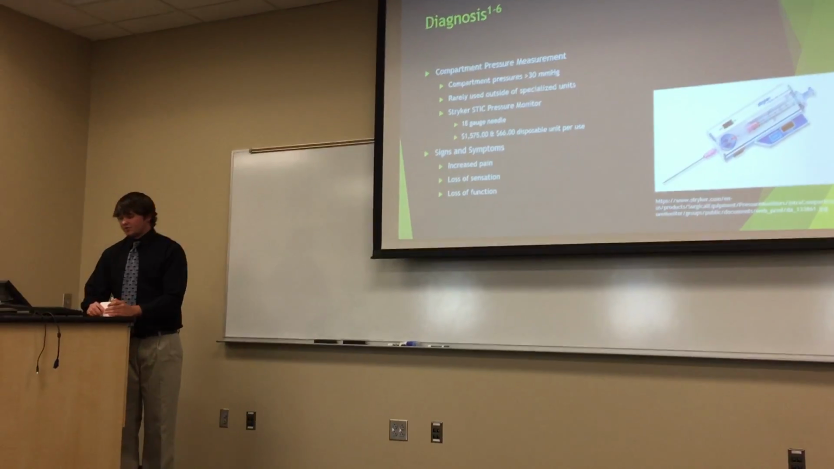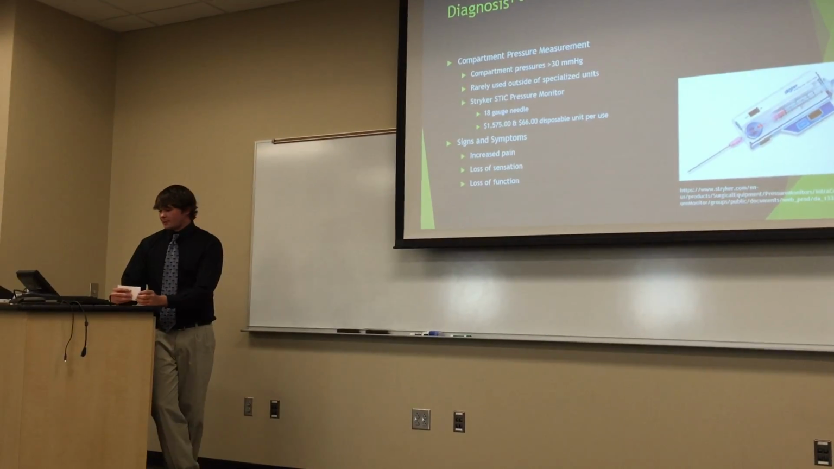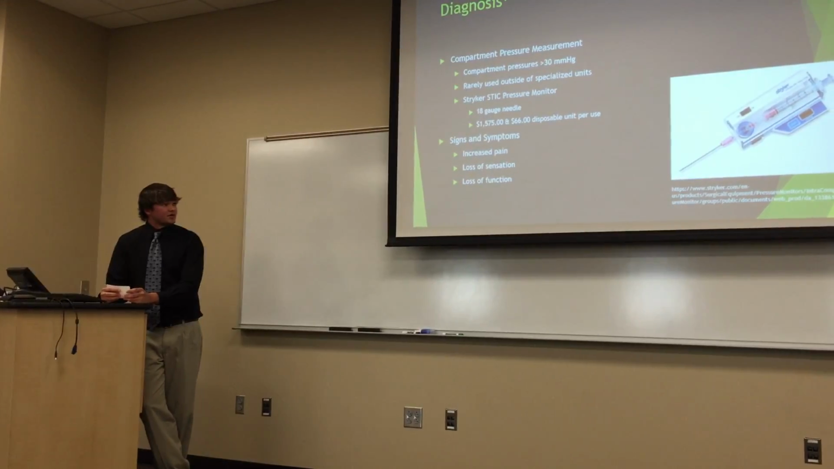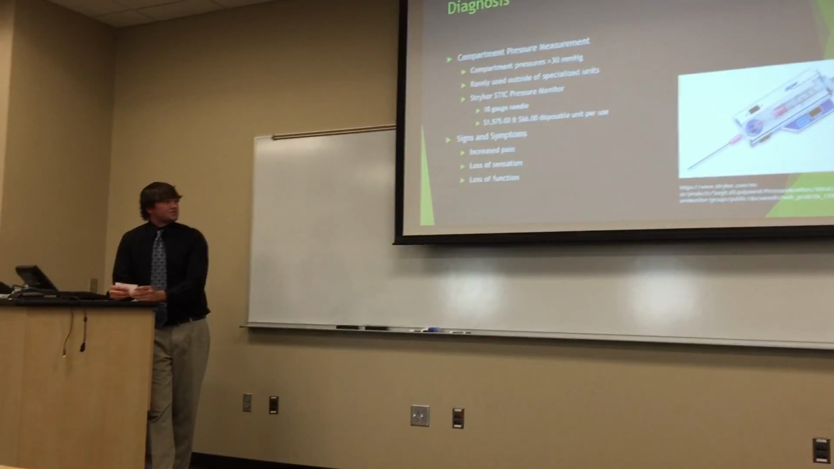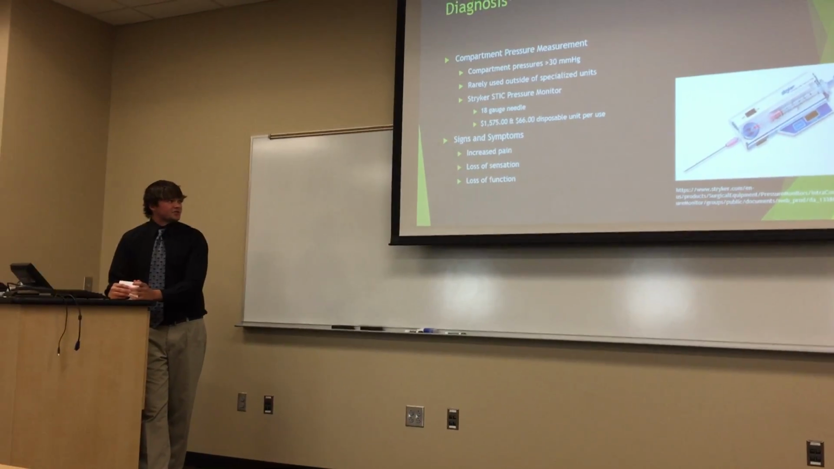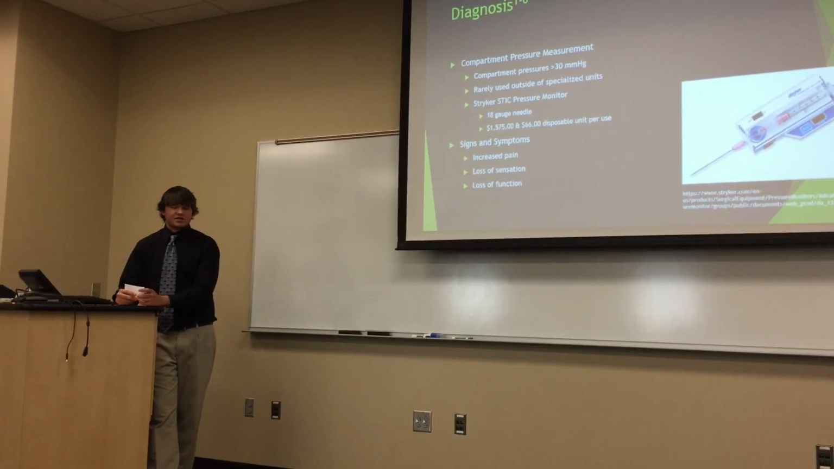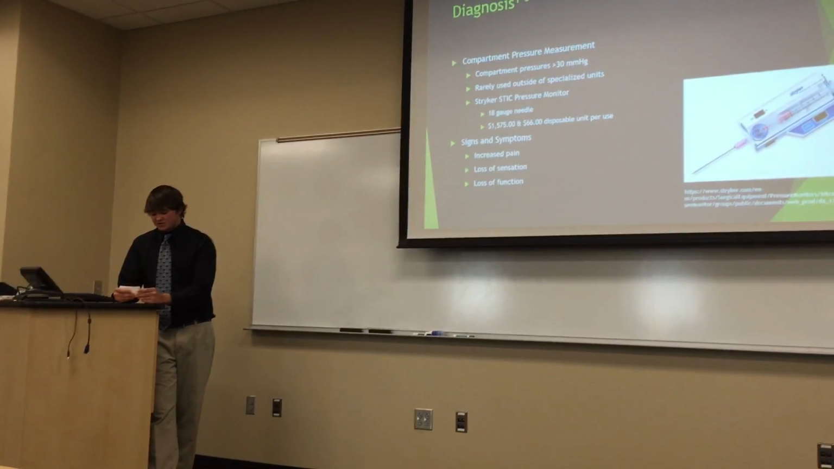Now, the important part for diagnosing comes with taking compartment pressure measurements. And then the Stryker stick pressure monitor is the most commonly used. It uses an 18-gauge needle, and the downside to it is it's rather expensive. It's $1,600, and then every time you use it, there is a $66 disposable fee.